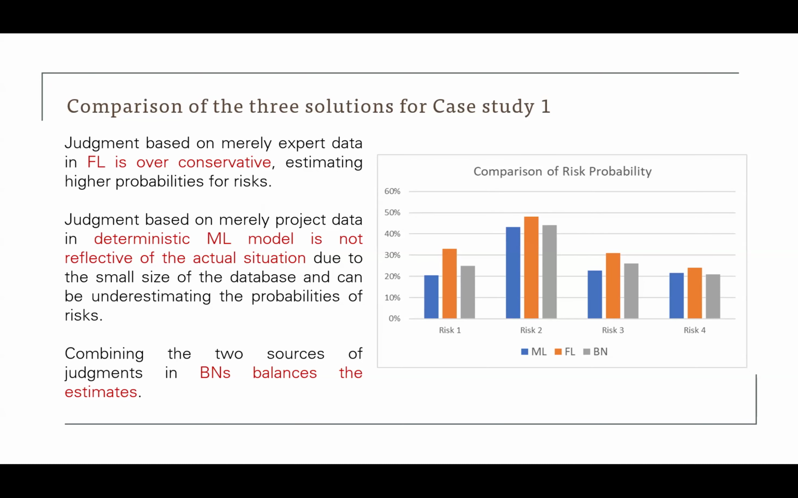It means that project managers technically are more risk averse, while the deterministic model based on only project data had very low probability assigned to each risk. But the Bayesian network, using both of these data sources, was offering a better, more realistic prediction of each risk. So it was basically balancing the prediction.